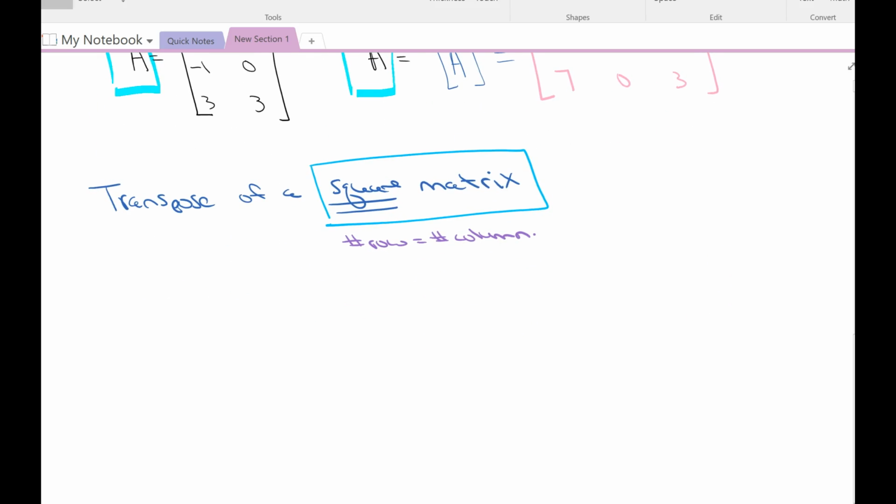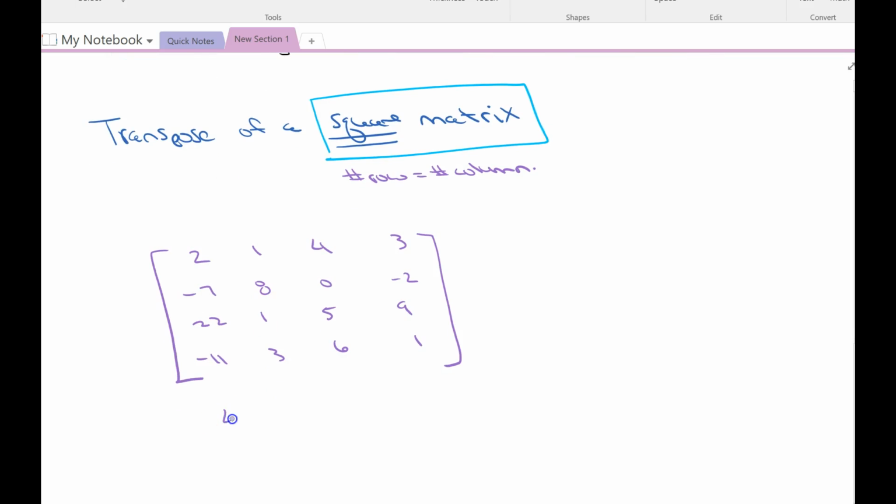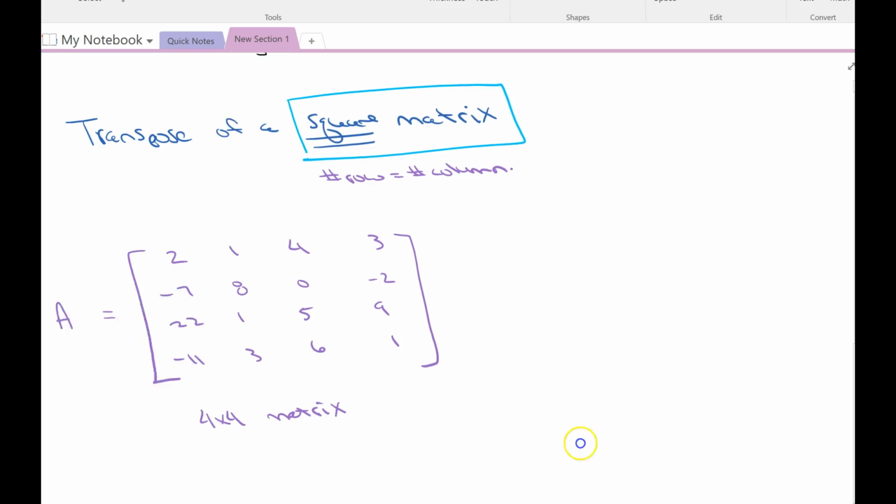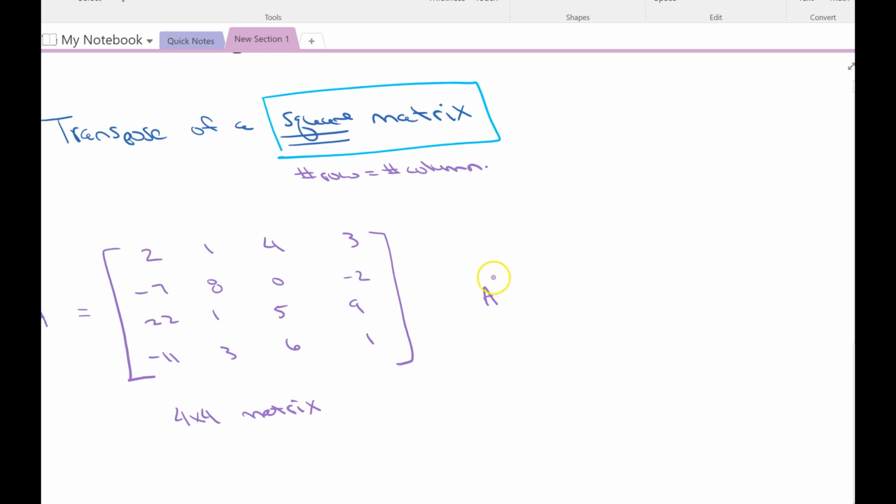So let me show you something. Before I tell you what happens, let me give you the square matrix here. 2, 1, 4, 3, -7, 8, 0, -2, 22, 1, 5, 9, -11, 3, 6, 1. Okay, so this is a 4 by 4 square matrix, and I'll just call this matrix A. Go ahead and find the transpose of this square matrix and let me know if you observe anything peculiar. Pause me here for a couple of seconds.